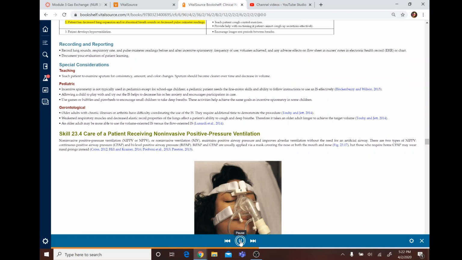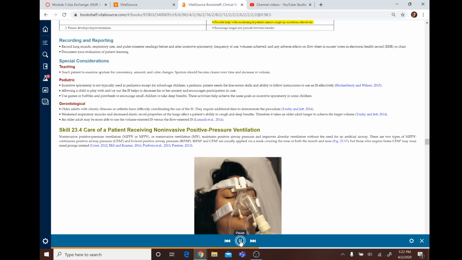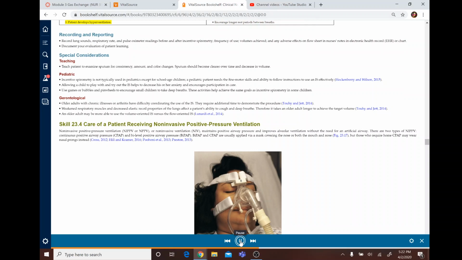2. Patient has decreased lung expansion and/or abnormal breath sounds or decreased pulse oximeter readings. Teach patient cough control exercises. Provide help with suctioning if patient cannot cough up secretions effectively. 3. Patient develops hyperventilation. Encourage longer rest periods between breaths.